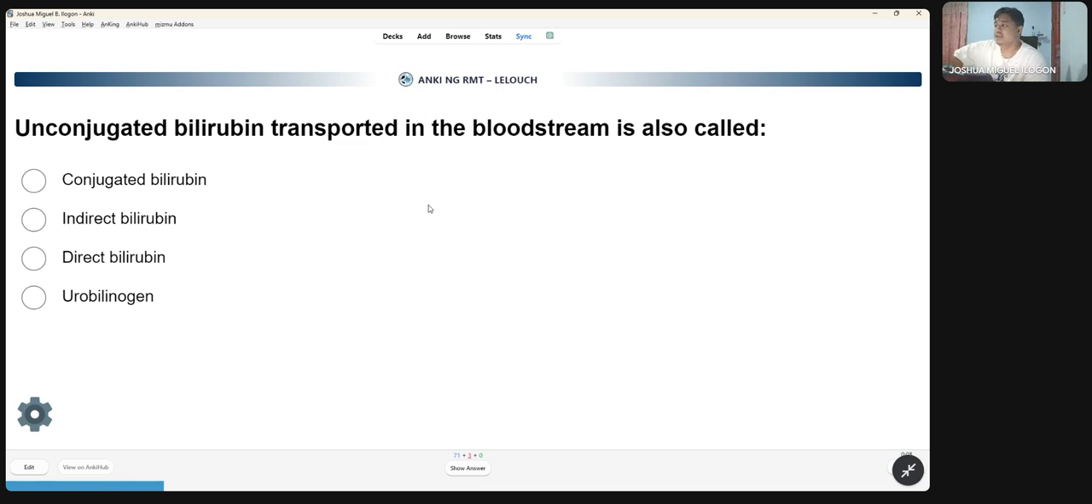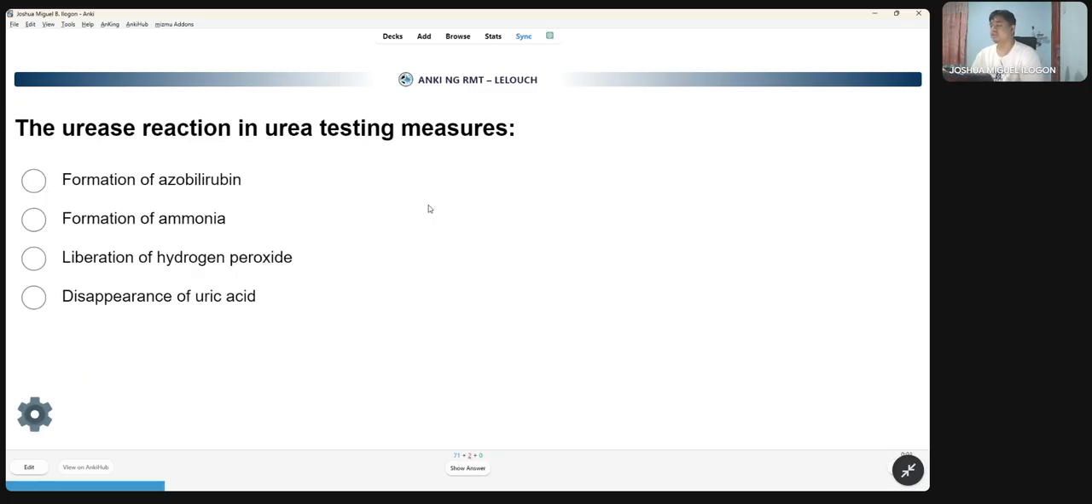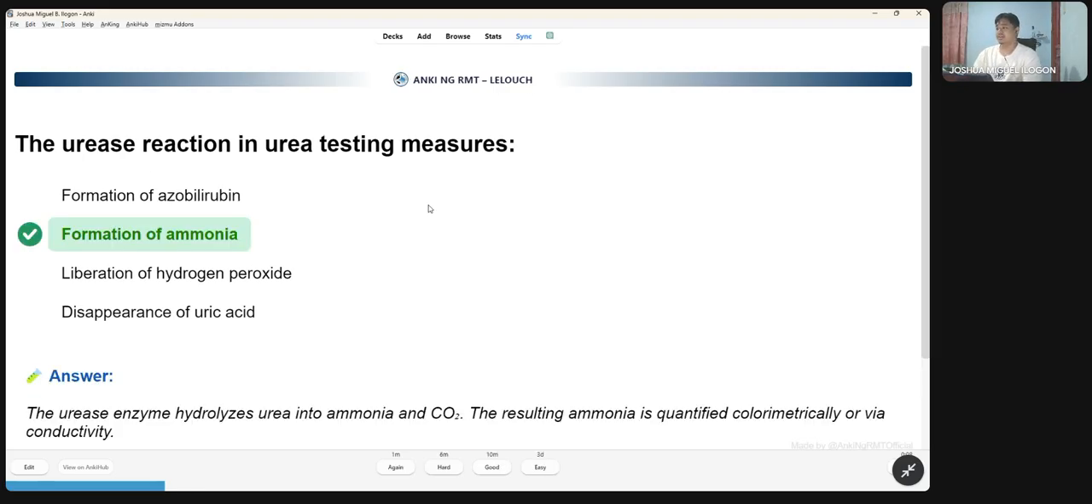the much larger increase. So unconjugated bilirubin is indirect. The urease reaction for urea is the formation of ammonia. This is the enzymatic method. Disappearance of uric acid is the uricase method.